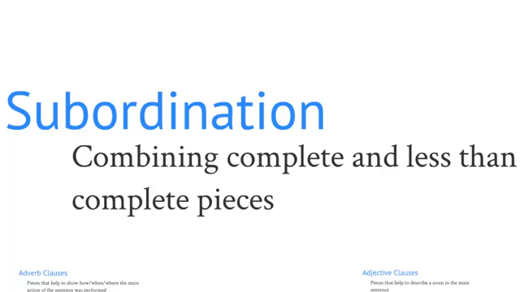Subordination, then, is to combine something that is whole with something that's less than whole, something that's complete with something that is less than complete. Even that word subordination, ordination means the ordering of things, and sub means less than or under. So subordination means putting together something that's complete with something that's less than or under.